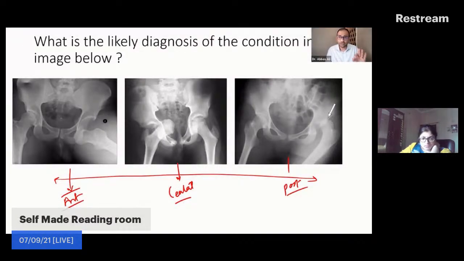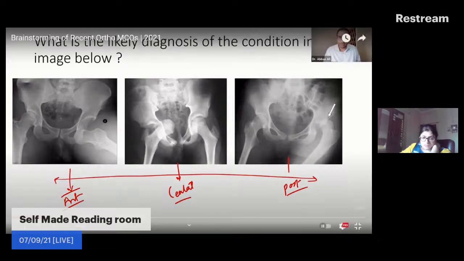Now, if I ask you clinically, how will you differentiate between anterior, posterior, and central dislocation? First of all, we will try to do it with the attitude, but if the attitude is not clear, you will palpate for the head of the femur. Vascular sign of Narath, yes. Vascular sign of Narath.